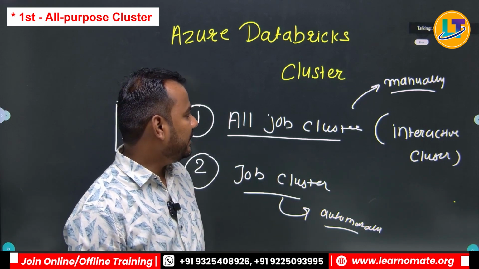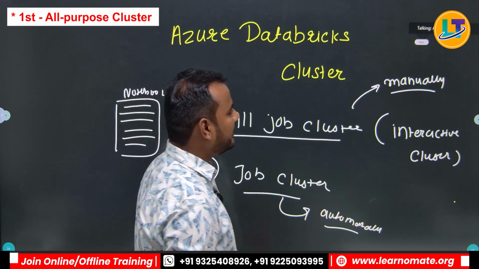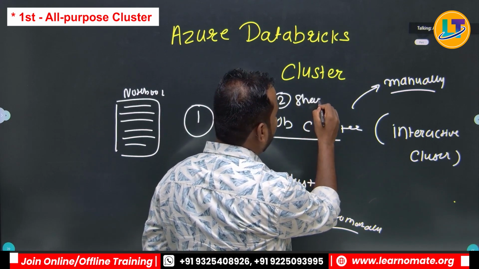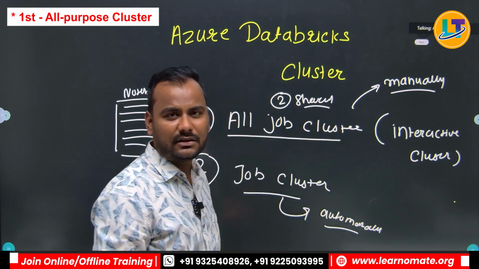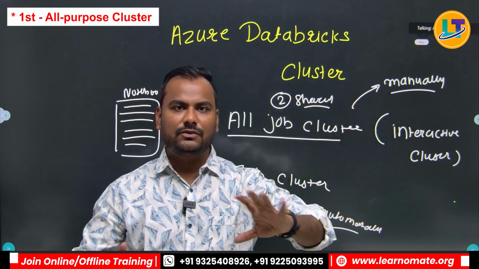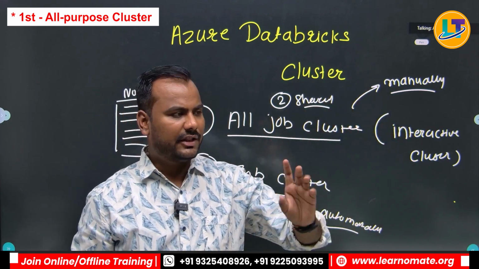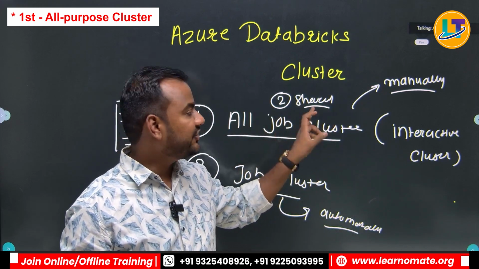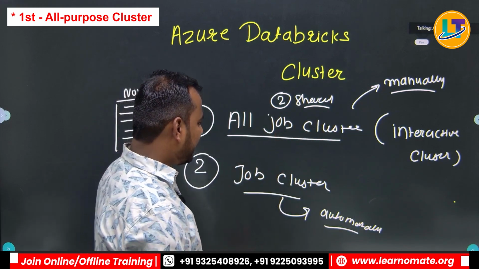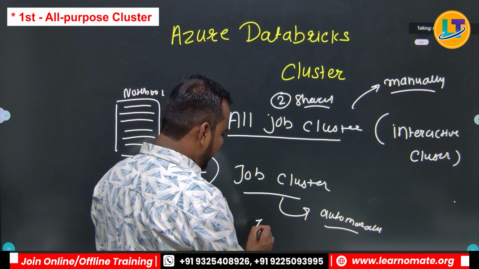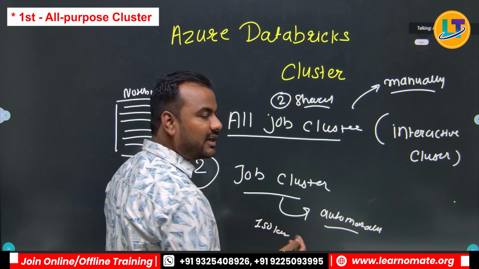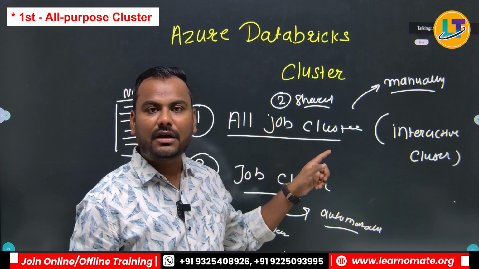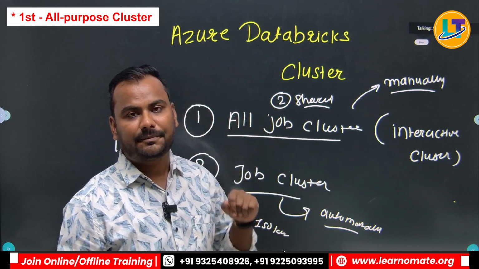Another difference is that you can share this interactive cluster with your team. Let's say you have multiple developers and everyone wants to use the same notebook and run the job, so they can use this all-purpose cluster also. This is shareable. But when it comes to the job cluster, it is isolated for your single job. So this is isolated, and the all-purpose cluster is shareable.